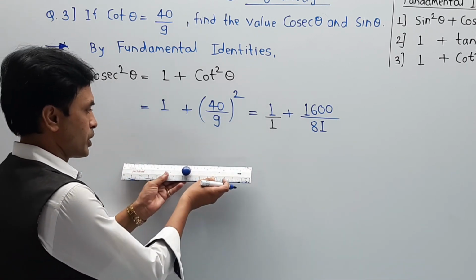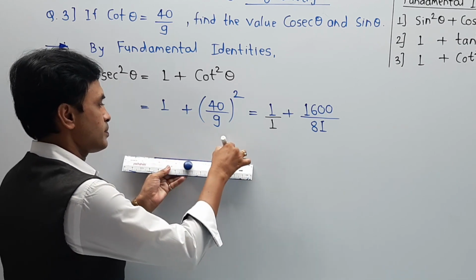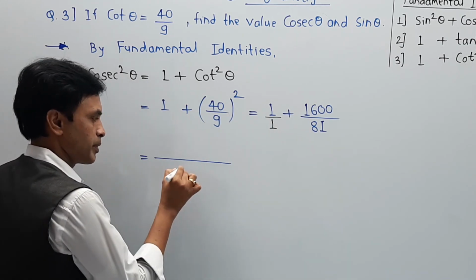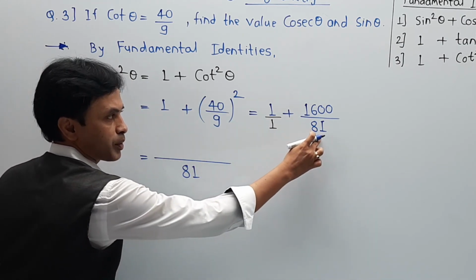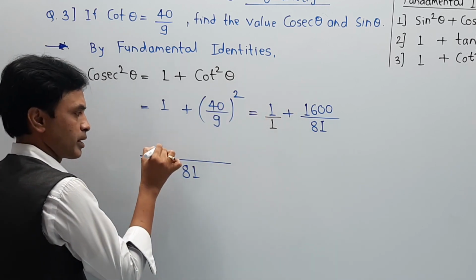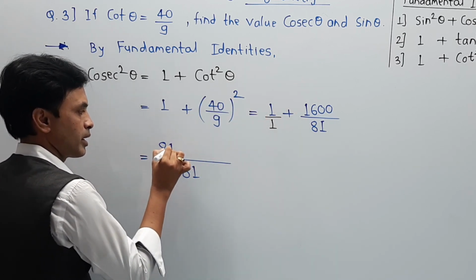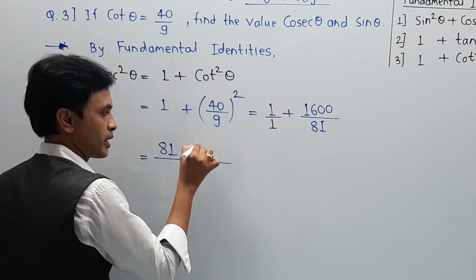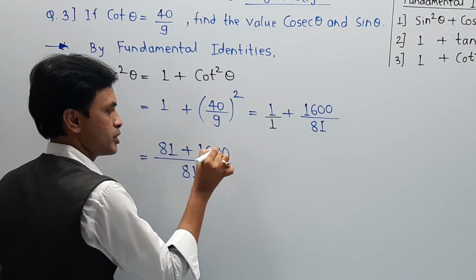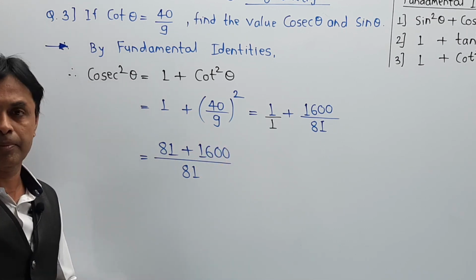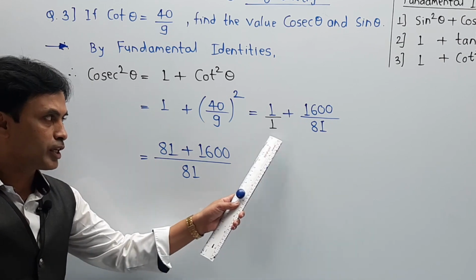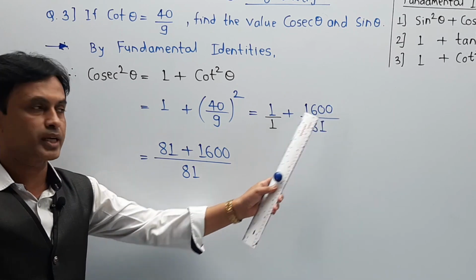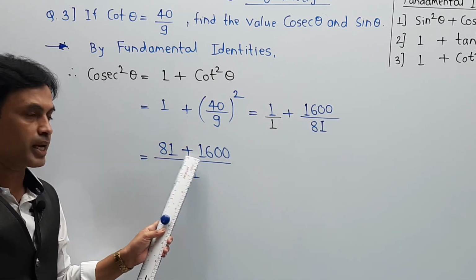So writing that step over here, first step 81 into 1, that becomes 81. And as it contained middle sign as a plus, so plus 1 into 1600, that becomes 1600. And in this way you are able to get a part. Once again student, 81 into 1, that becomes 81. And 1 into 1600, that is 1600. Middle plus sign as usual.